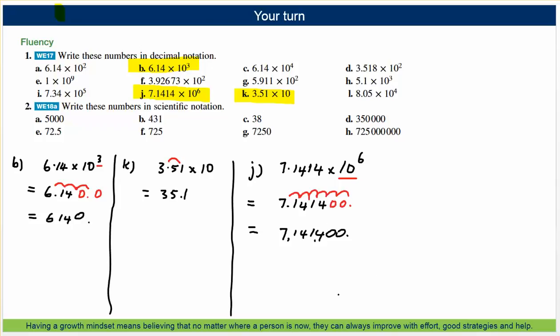Okay, so let's do some of the others. Let's look at some examples from question 2. I'll just choose some. Let's start with 5,000. This is 2A. So 5,000. Now there's no decimal point given in the actual original number, so let's add a decimal point. And now let's move that decimal point.